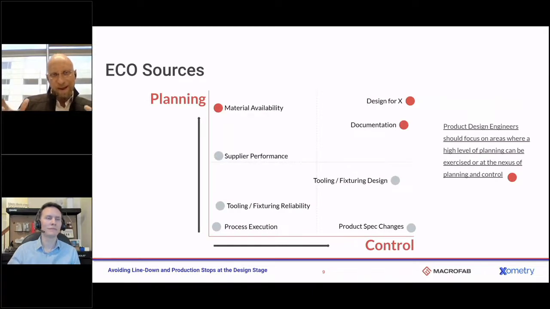When we think about, as designers, where we should focus our effort during the design phase to help prevent changes for an in-production product, there are a lot of different things that can go on out there, but really where we want to focus is the nexus of planning and control, where you can plan for it and it's in your control as a design engineer. On this list, I've highlighted in red design for X, documentation, and material availability. The only one you have little control over is the material availability, right?